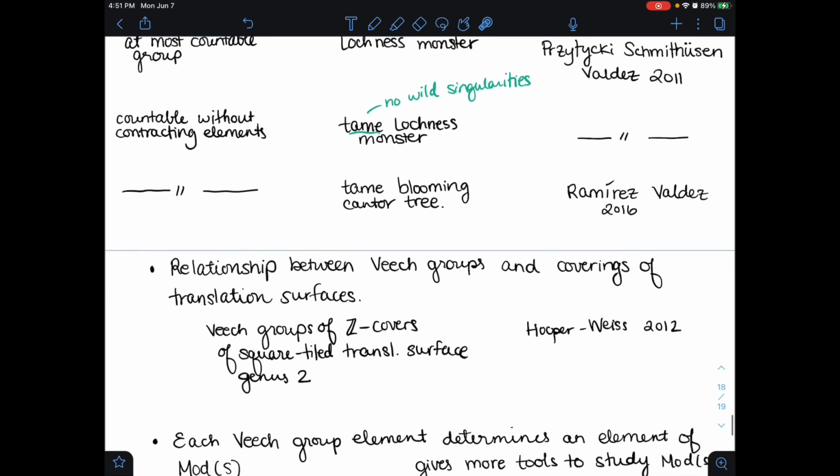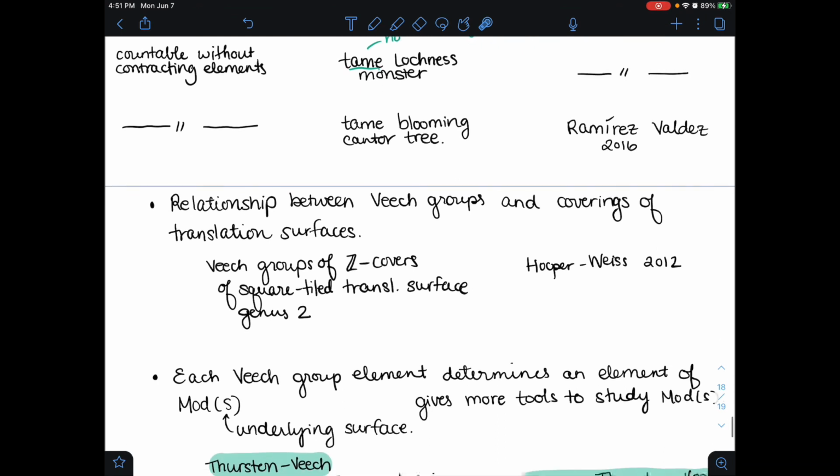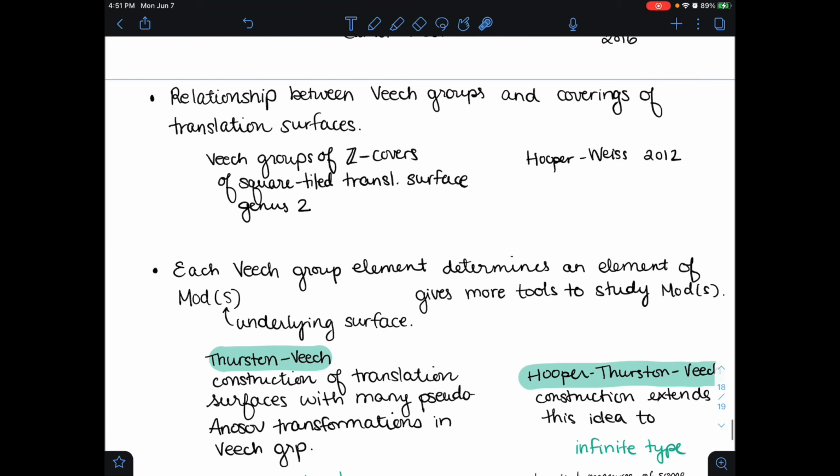Okay, another direction for research: each Veech group element determines an element of the mapping class group of the underlying surface, right? And so we can use the tools of translation surfaces to study the mapping class group of surfaces of infinite type. So there is a Thurston-Veech construction of translation surfaces of finite type with many pseudo-Anosov transformations in the Veech group, so it will have very interesting dynamics.